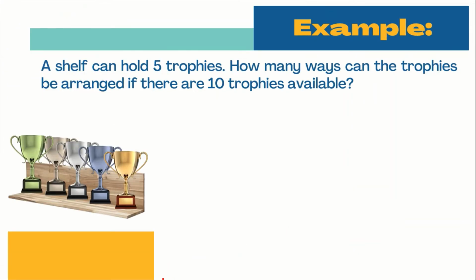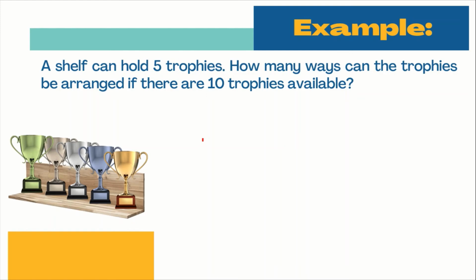Let's have another example. A shelf can hold 5 trophies. How many ways can the trophies be arranged if there are 10 trophies available? Again, hanapin muna natin ang N and R in our problem. So, ang N natin would be 10. Ilan ba ang total number of choices natin? We have 10 trophies. At ang R natin, ilan lang ba ang i-arrange natin at a time? So, in this case, we have 5 lang because the shelf can hold only 5 trophies.